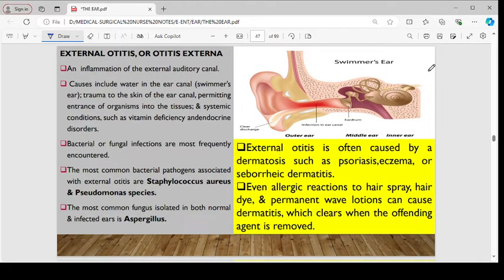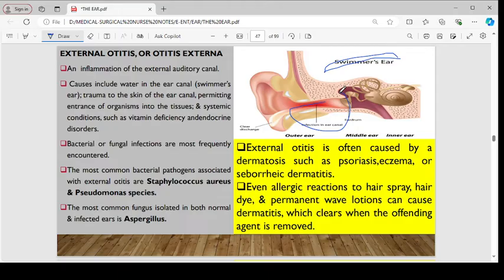The third condition affecting the external ear is external otitis or otitis externa, which is also referred to as the swimmer's ear, right? This is simply an inflammation of the external auditory canal. External auditory canal inflammation is referred to as external otitis. It's caused by water in the ear canal. That's why it's referred to as the swimmer's ear.